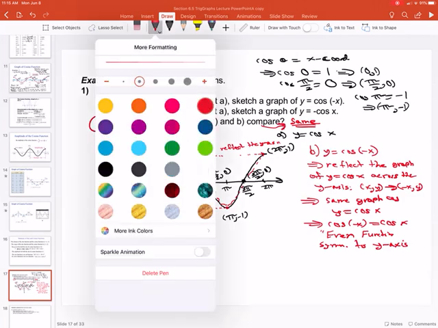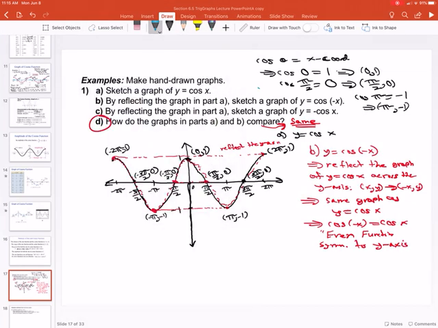Now let's look at another reflection. Say we reflect not across the y-axis, but across the x-axis. Let's turn this graph upside down. Looking at part C, it wants us to graph y equals negative cosine x. The negative out in front implies we reflect the graph of y equals cosine x across the x-axis and turn it upside down.